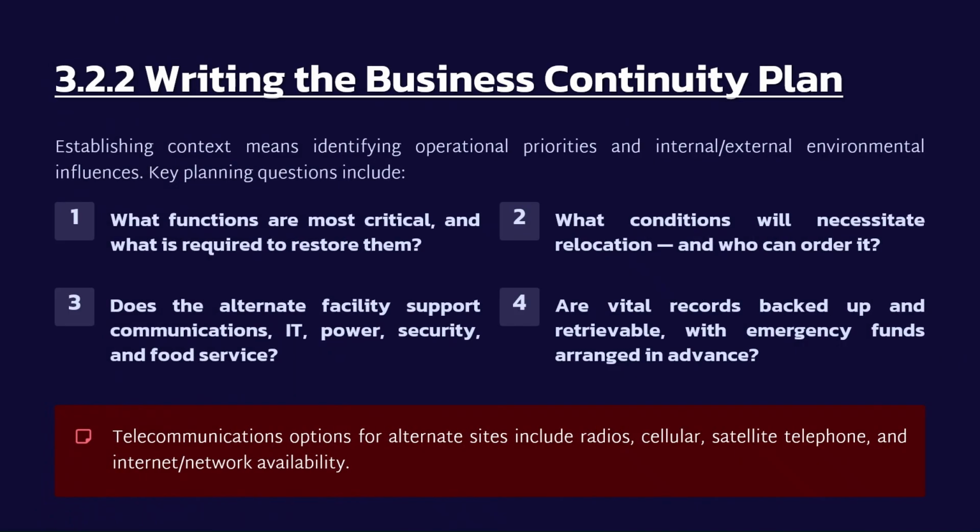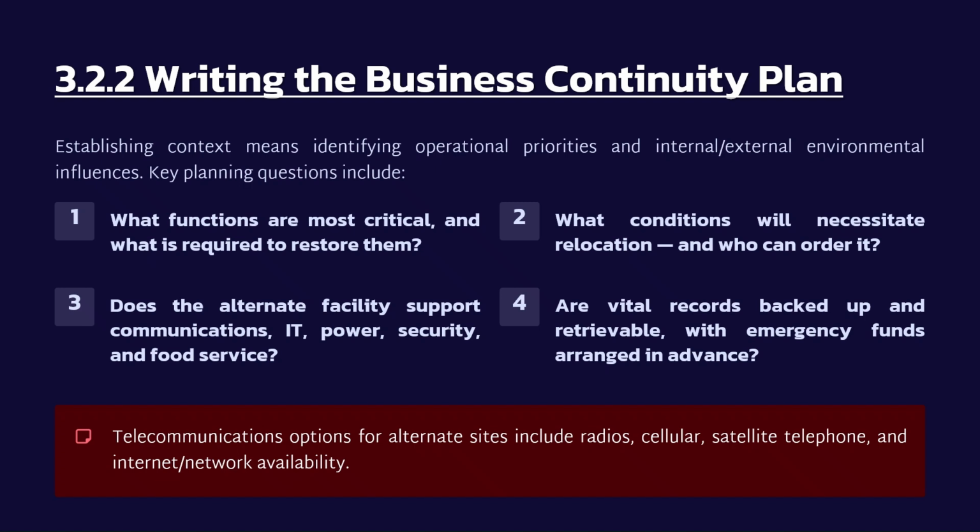Writing the business continuity plan requires understanding both operational priorities and environmental conditions that could influence disruptions. Organizations must determine which business functions are most critical and what resources are required to restore them. They must also identify conditions that would require relocation, including where operations could move and how quickly that transition can occur.